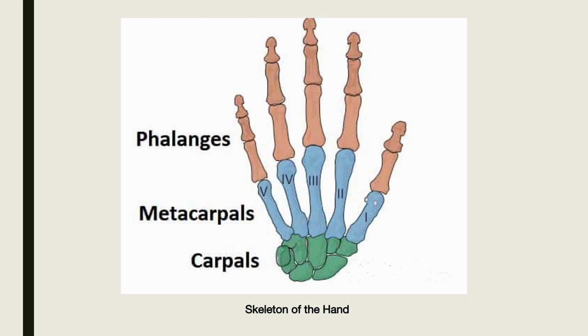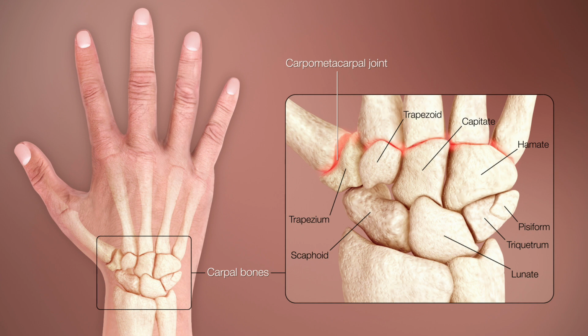The skeleton of the hand consists of the carpus, the metacarpus, and the phalanges. The 8 carpal bones run in 2 rows of 4. Scaphoid, lunate, triquetrum, and pisiform make up the proximal row running from the radial to ulnar side. Trapezium, trapezoid, capitate, and hamate make up the distal row running from the radial to ulnar side.